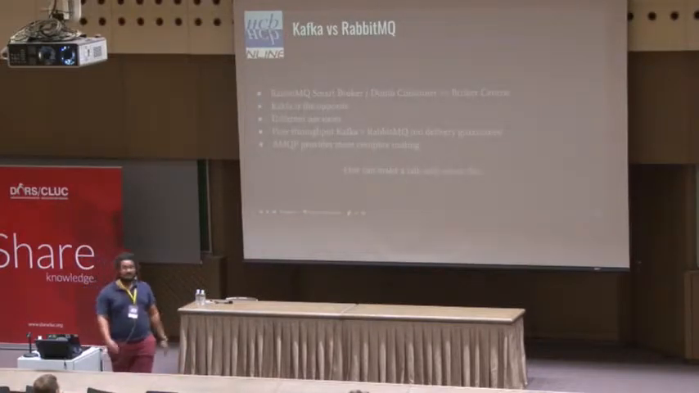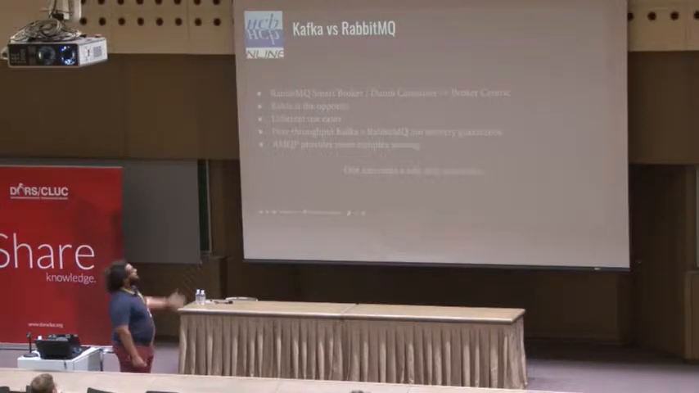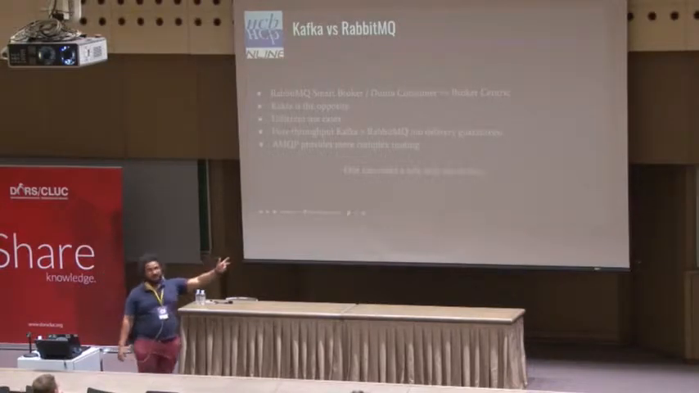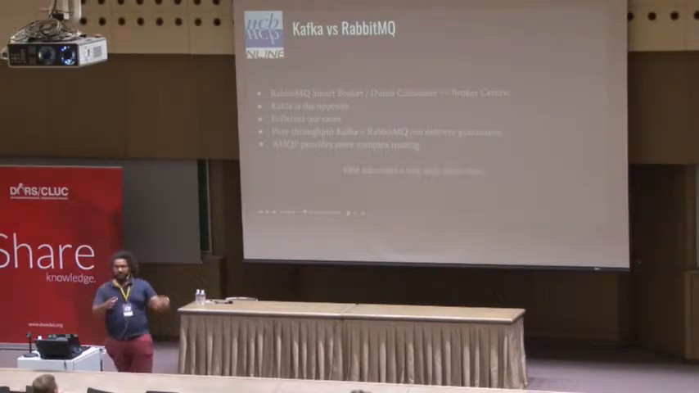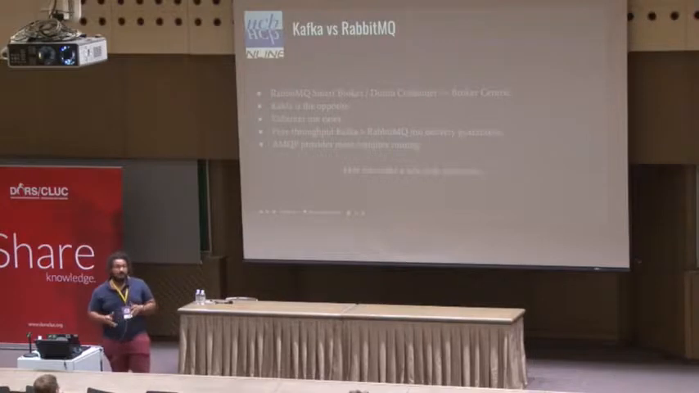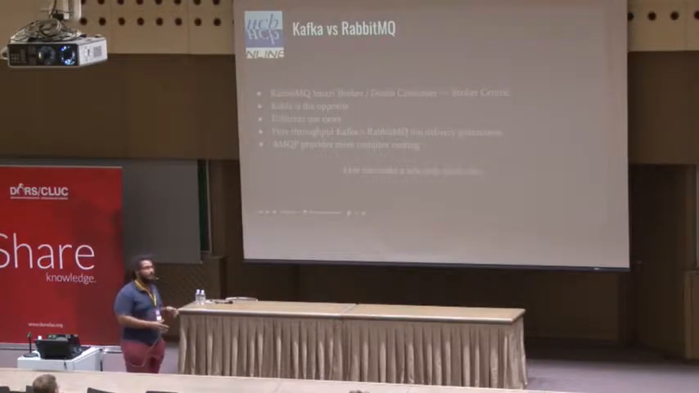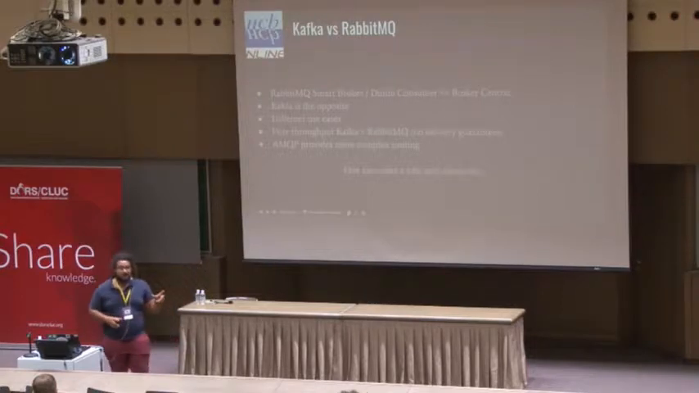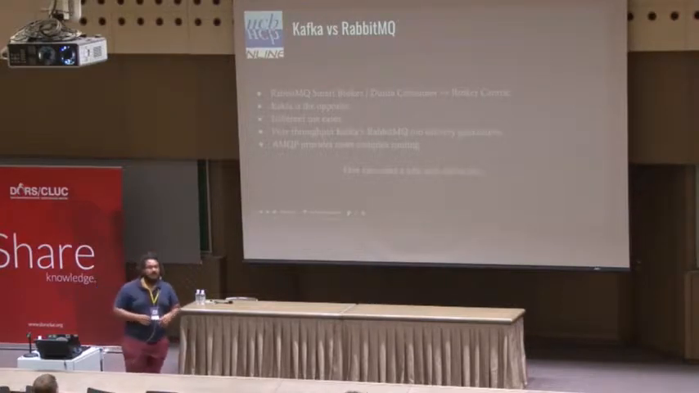Some real differences between those two guys. RabbitMQ is a smart broker. By this, we mean that a lot of the logic of RabbitMQ is inside the broker itself, and we have a dumb consumer in most cases, or we're supposed to have a dumb consumer. Here we care more about managing our broker, not our consumer. So RabbitMQ is very broker-centric, which is kind of not very nice if you want to do a lot of horizontal scaling.